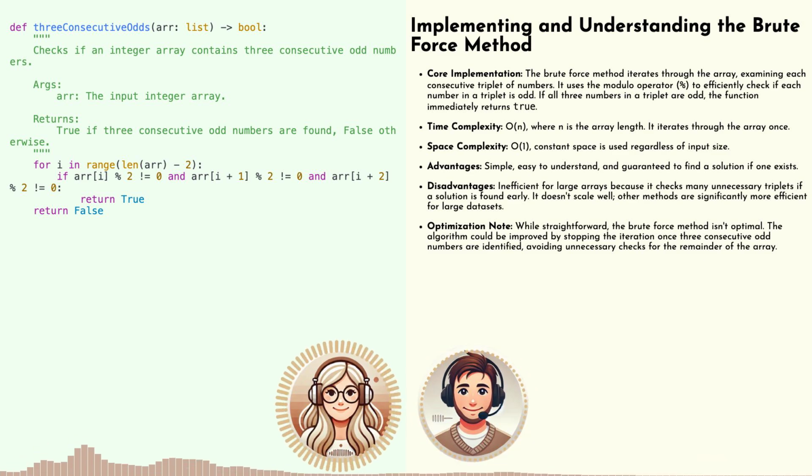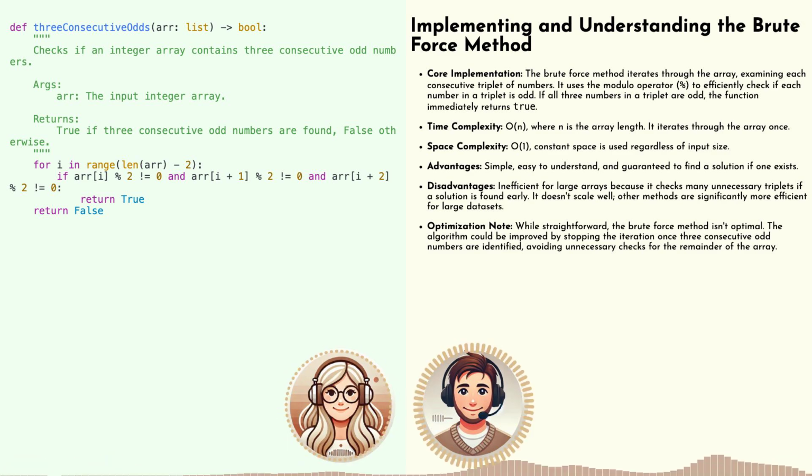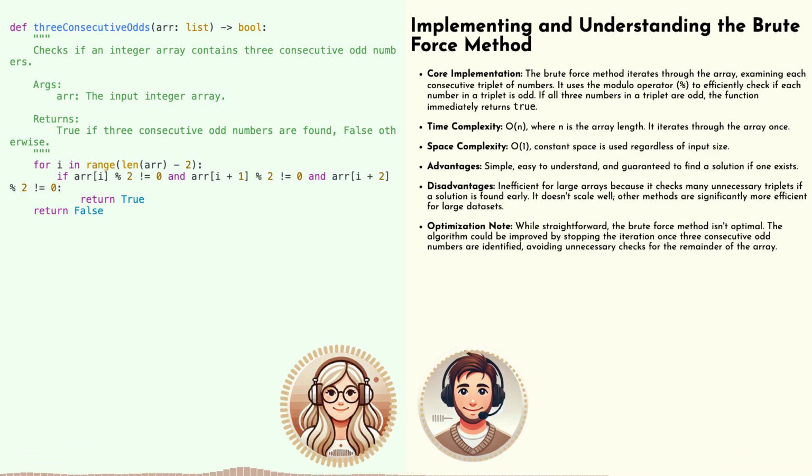But what if we don't find three consecutive odd numbers? I guess in that case, we just keep going until we get to the end of the array. And if we still haven't found our special little triplet, then I guess we have to admit defeat. That's right. We would return false to signal that the search was unsuccessful.